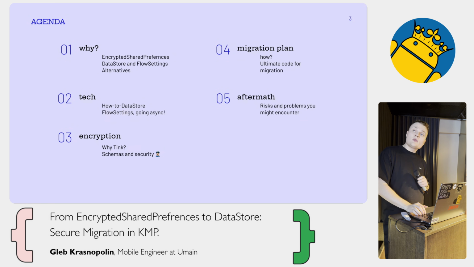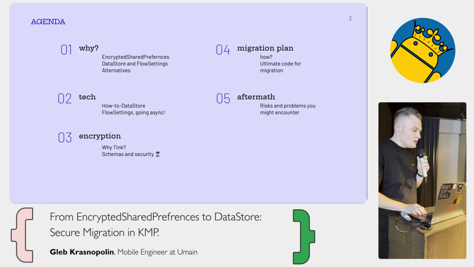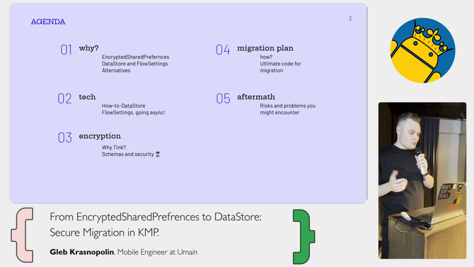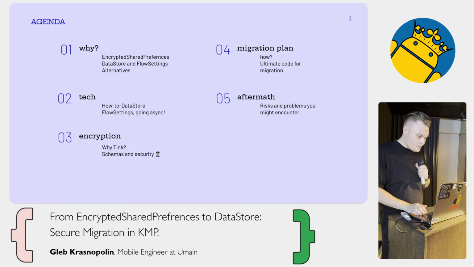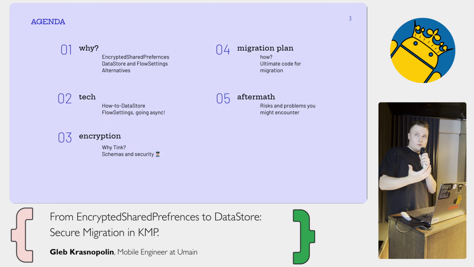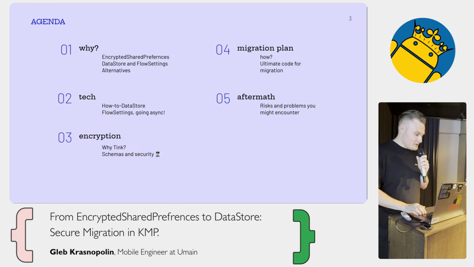Then encryption, I'll explain a bit why later, why do we need encryption, and I'll talk about Tink and schemas and security. And then obviously why we're here today, migration plan, and how we did the migration, how we planned the migration, and I will show the real code that we used to do it. And then the aftermath, what we learned, what you might encounter if you will try to follow us with the migration. So let's get into it.